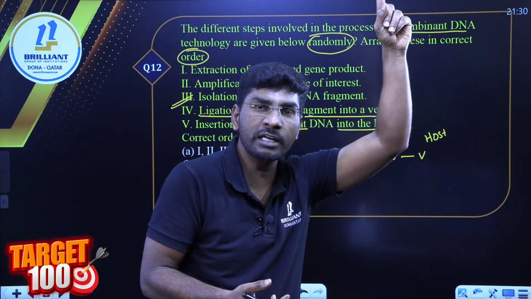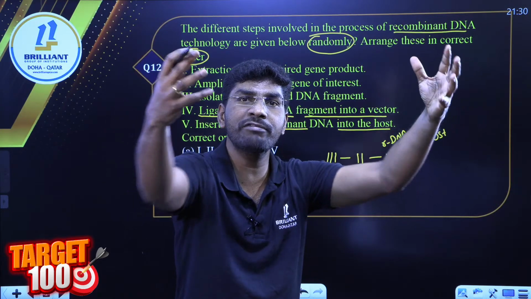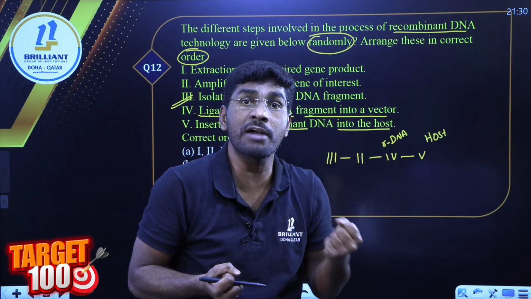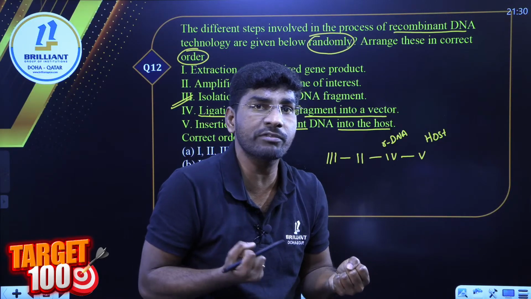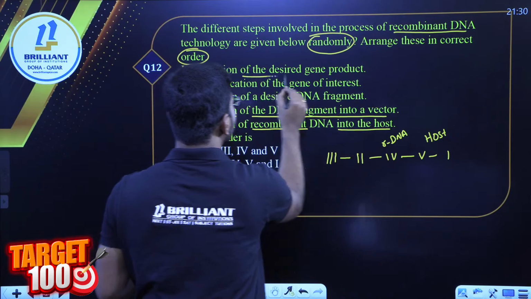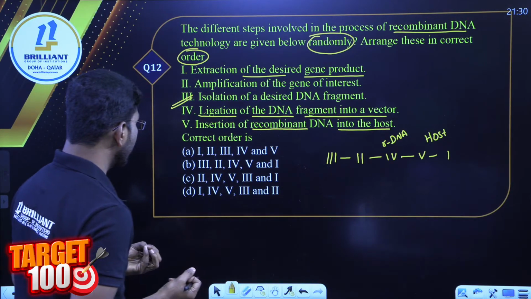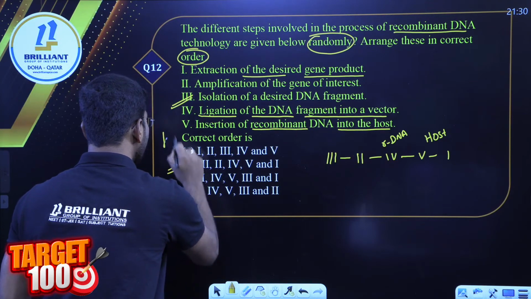Do you remember the bioreactor steps? In the bioreactor, we are increasing the number of bacteria and finally getting the largest scale of product, 100 liters to 1000 liters of product. So the last one is the extraction of the desirable gene product. So 3, 2, 4, 5, 1, option B.